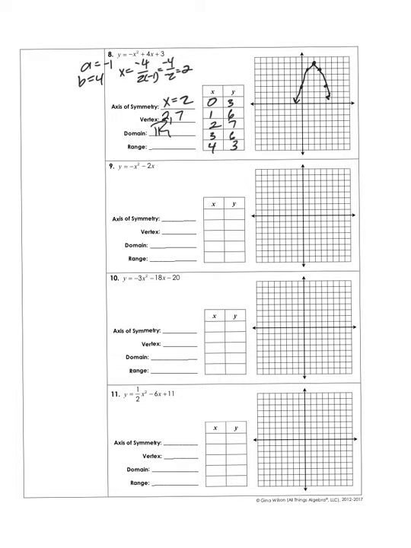Domain, all real numbers for all quadratics. And the range, it looks like y started here at y equals 7. It goes down forever to infinity, so y is less than or equal to 7.